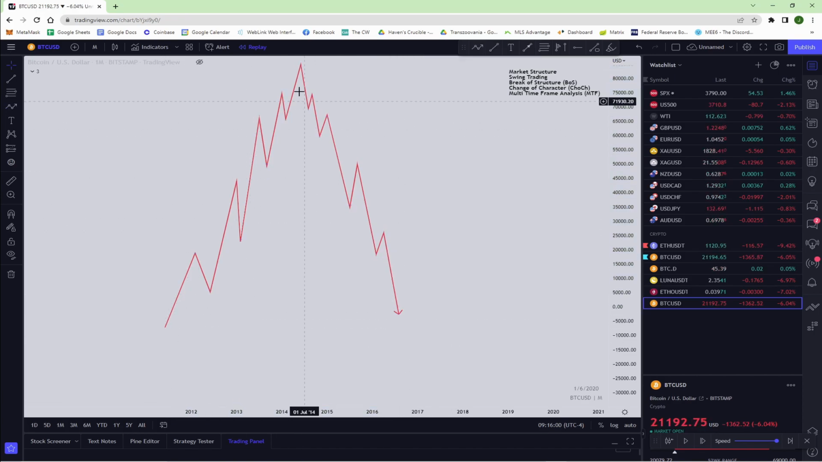We can call it the Christmas tree if you want. We can call it the triple top, the head and shoulders, or Wyckoff distribution. There's a whole lot of different ways that people call this top pattern. But the reality is, when you're looking at market structure, all we are looking at is shifts in character, changes of character, to determine which direction we are trading.